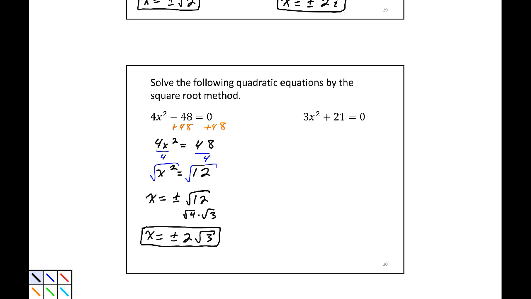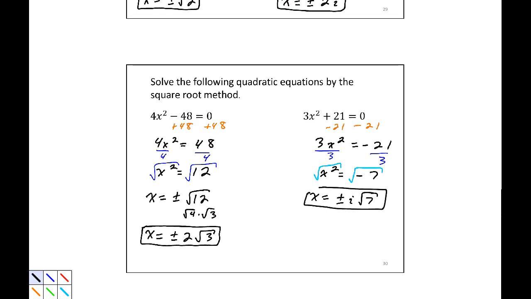Now for our second example on this page, we'll subtract 21. Again, we're getting a constant on the right-hand side. 3x squared equals negative 21, dividing by 3, we find x squared equals negative 7. And taking the square root of both sides, this will be x equals plus or minus, and I'm going to write this as i root 7, because the square root of 7 does not simplify.